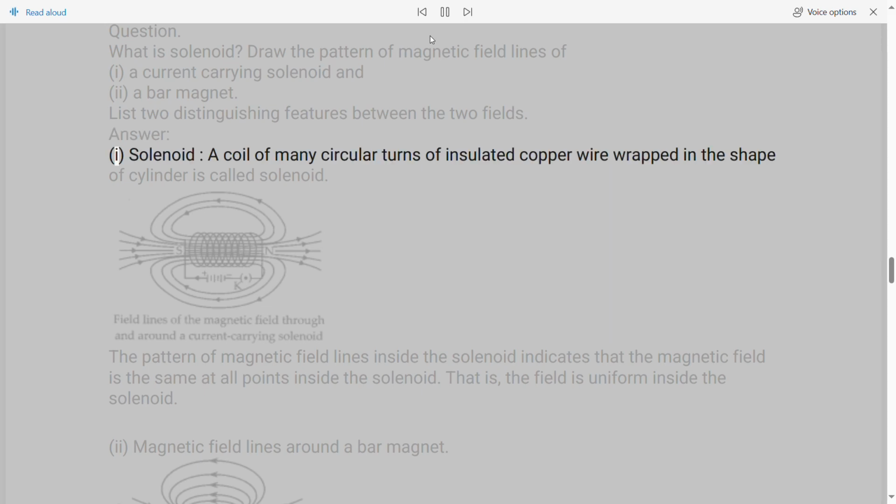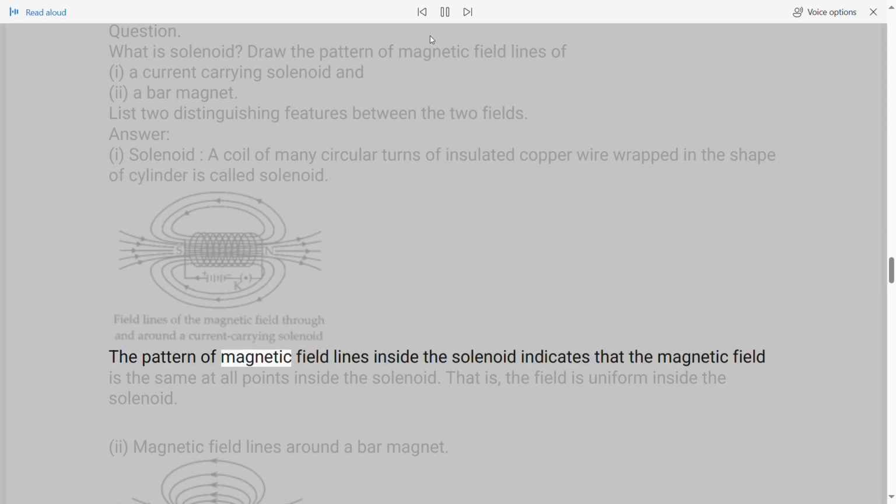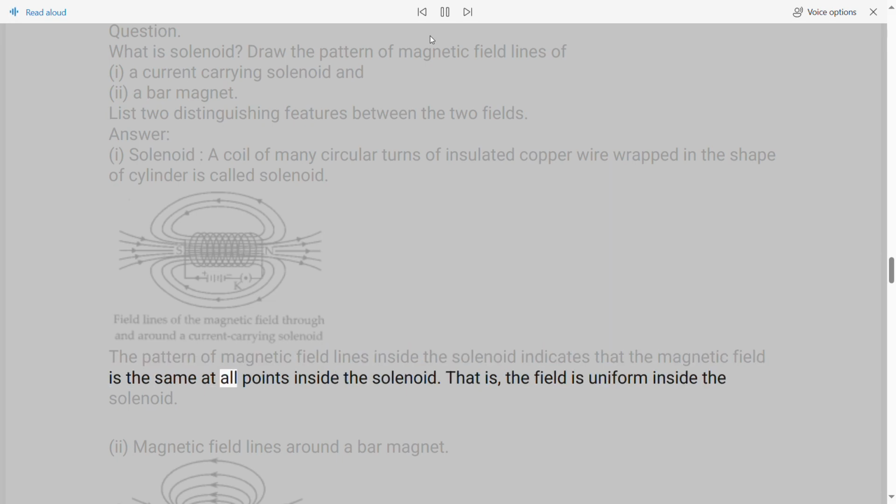Answer. 1. Solenoid. A coil of many circular turns of insulated copper wire wrapped in the shape of a cylinder is called a solenoid. The pattern of magnetic field lines inside the solenoid indicates that the magnetic field is the same at all points inside the solenoid. That is, the field is uniform inside the solenoid. 2. Magnetic field lines around a bar magnet.